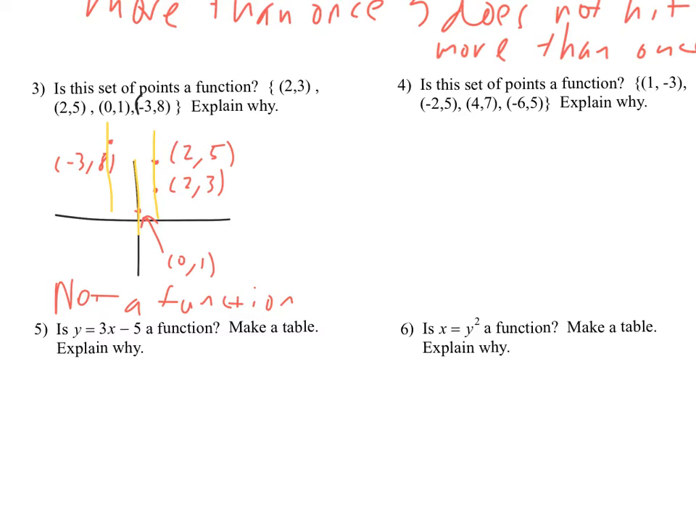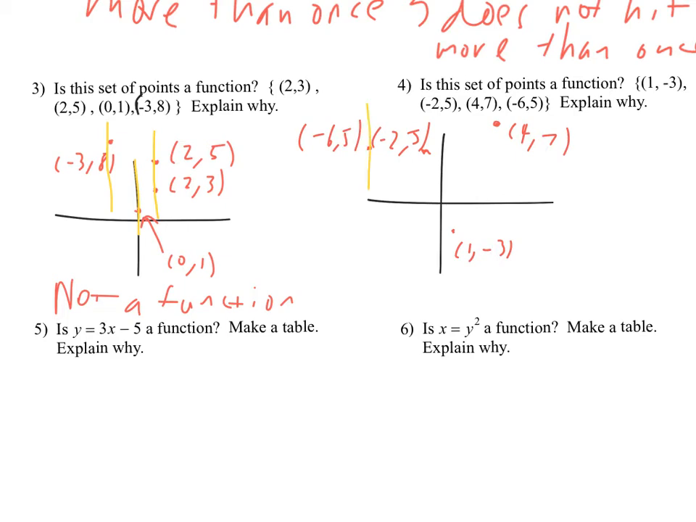So let's try this for number 4 then, same idea here. I can already see that there's no repeated x values with different y values, but if you wanted to graph them all, 1, negative 3 would be right here. Negative 2, 5 would be about there. This doesn't have to be perfect, just a general idea. So then 4, 7 would be up here. And then negative 6, 5 would be over here. So all my vertical lines are good. 1, 2, 3, and 4. No vertical line would hit any of those. So I'm going to say yes, that is a function.